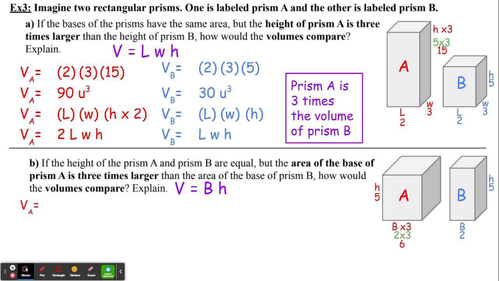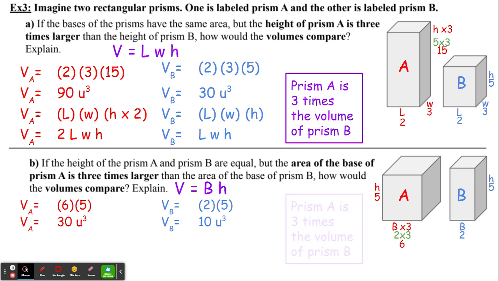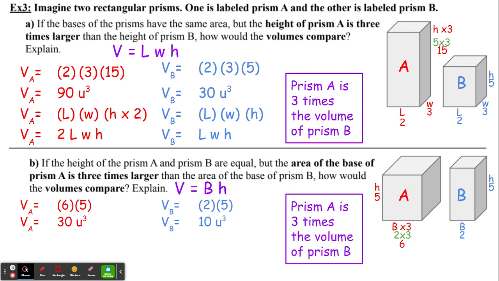Okay, so for A, area of the base times the height versus B, area of the base times the height. A is 6 times 5. B is 2 times 5. You get 30 cubic units for the volume of A and 10 cubic units for the volume of B. How do those relate to each other? How much bigger is A than B? It's 3 times bigger. Okay, you can see that.